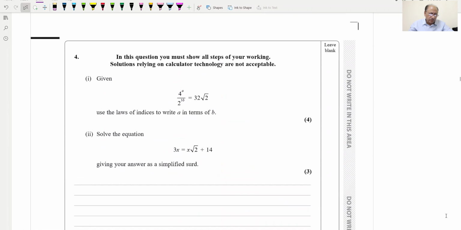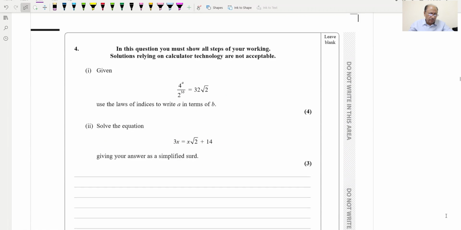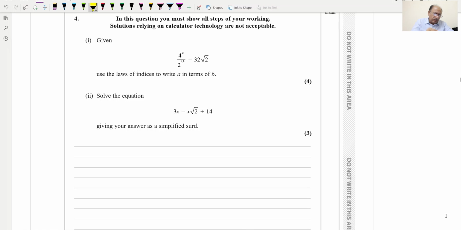Now we can move to question number 4. It says: given that this is equal to this, use the laws of indices to write A in terms of B. This is a 4-mark question. This is also simple, and if you know the laws of indices, then you can easily do this one.